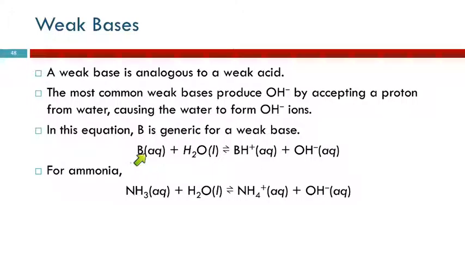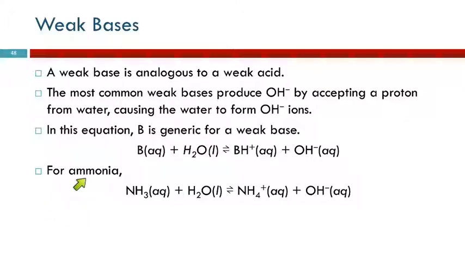So remember, the base is like the babysitter for that hydrogen ion. The water is acting as the acid, donating the hydrogen ion to the base. So now here's the base with the hydrogen ion, and what's left of the water after it donates a hydrogen ion is the hydroxide ion. And that's how a weak base forms hydroxide ions.